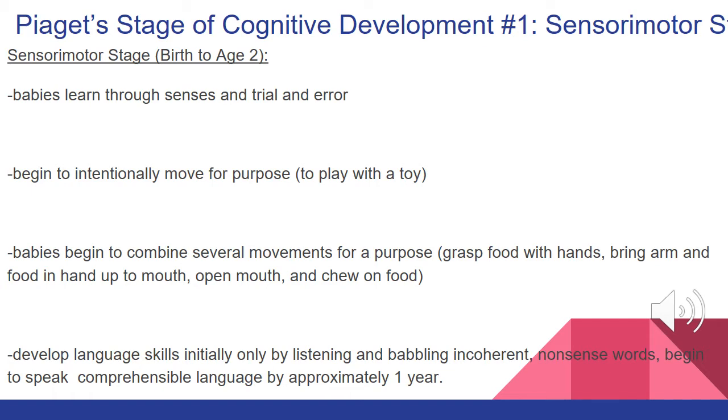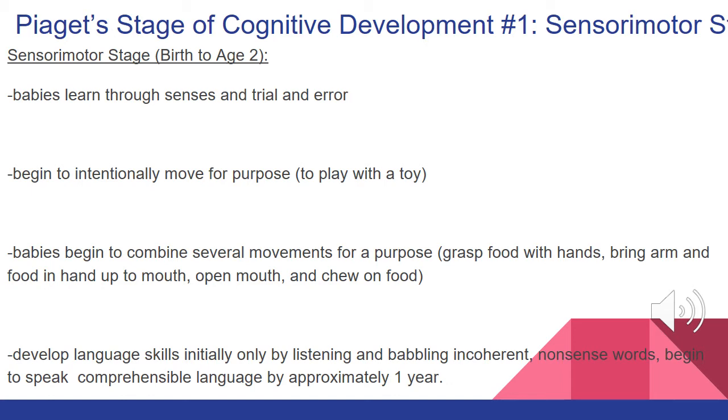Babies also begin to be able to combine several movements together for one purpose. So, for example, they'll be able to combine the movement of grasping for food with hands, moving their arm to move the food up to their mouth, then opening their mouth, and then moving their mouth and their jaw muscles to chew on the food. All of this is a complicated process that involves a sequence of movements.